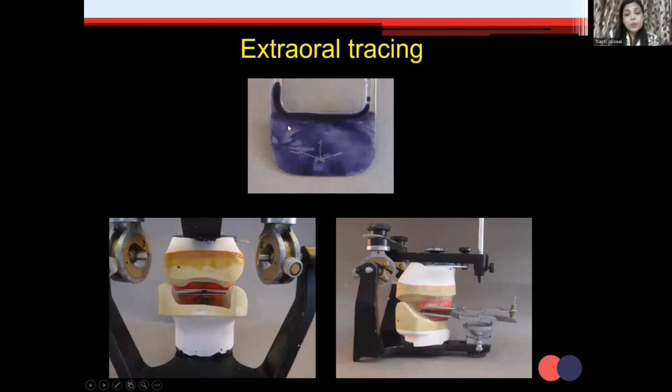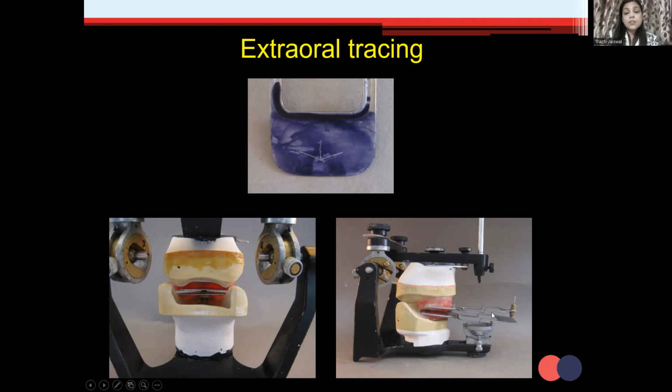See this diagram, you can see that extraoral tracing obtained. This is the plate on which the tracing is obtained. So we will color it with white plaster or with some blue ink or with black charcoal so that the lines are properly visible on the plate and the arrow point tracing is correctly visible.